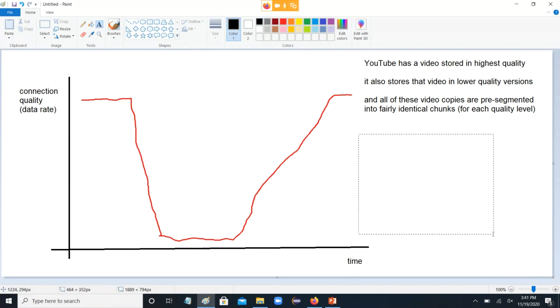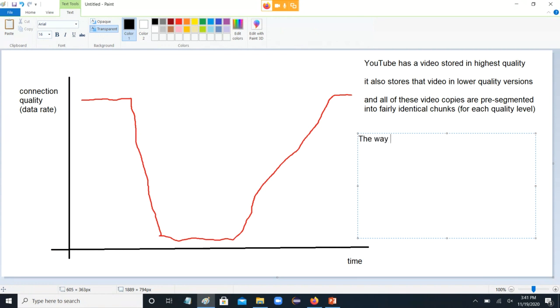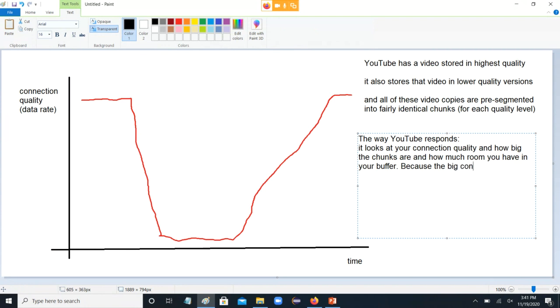So the way YouTube responds, it looks at your connection quality, and how big the chunks of the video are, and how much room you have in your buffer. Because the big concern is to keep the video playing smoothly. Basically, continuous play is more important than video image quality. Okay, so that's YouTube's perspective on this.